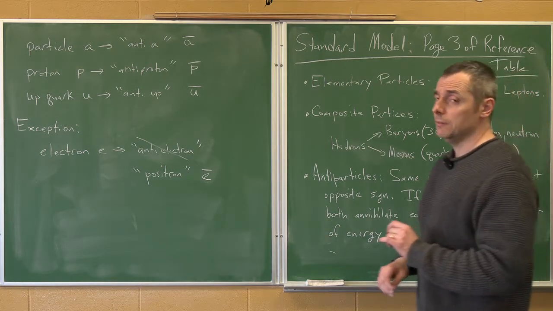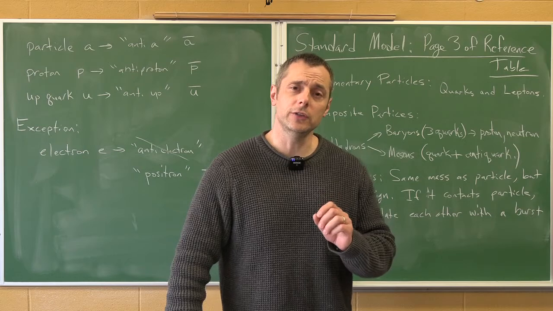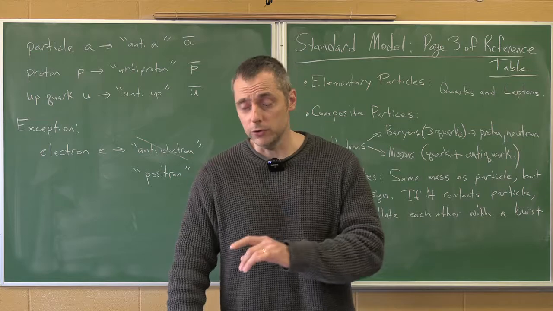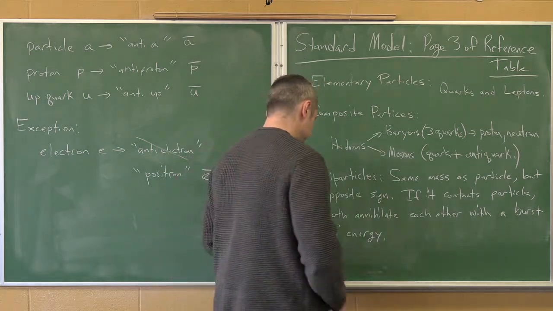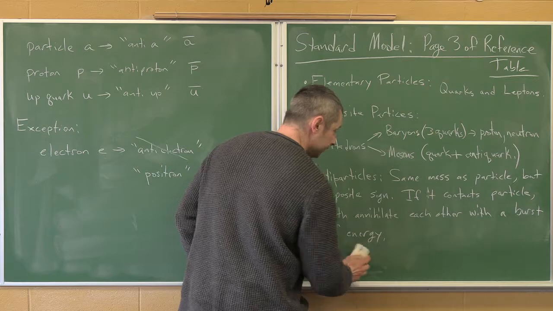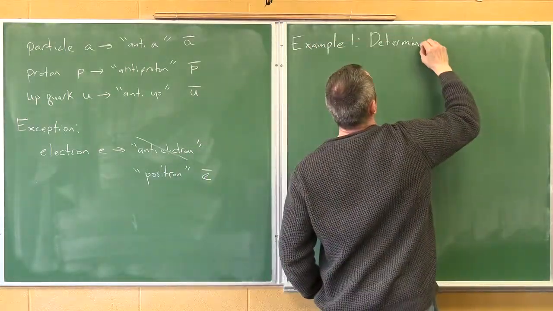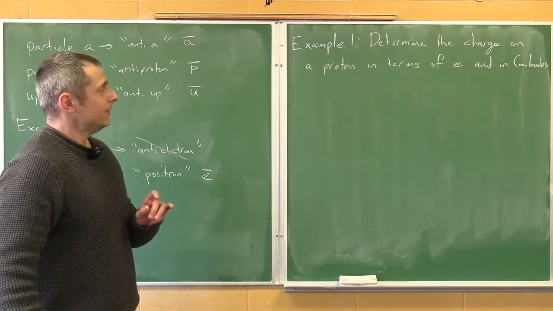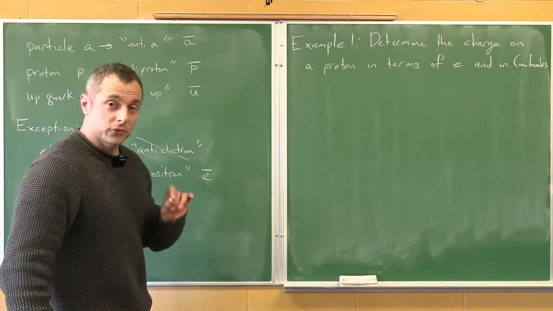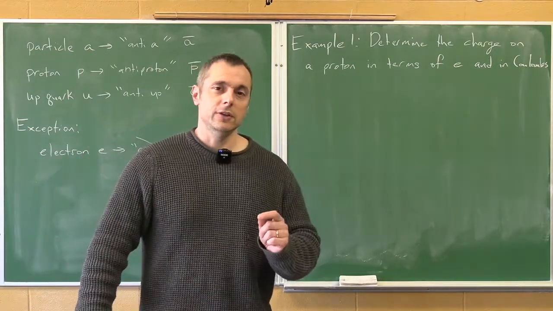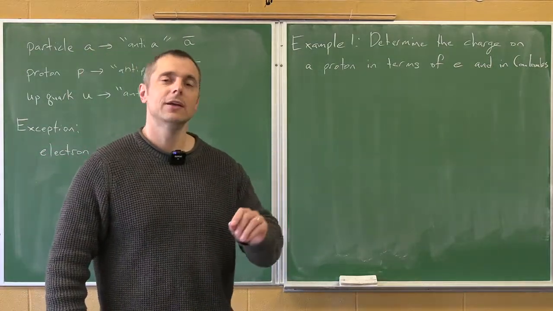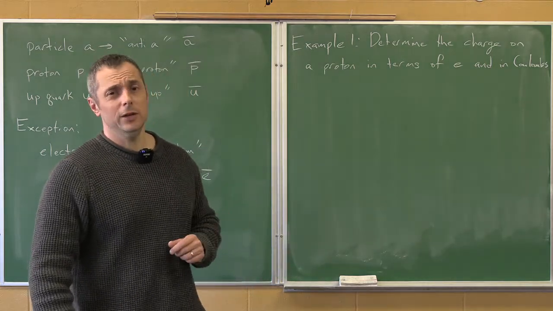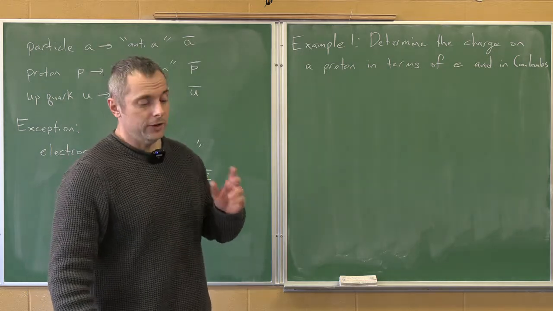All right, the next thing I'm going to do is a few examples to show you the kinds of calculations you might have to do with the standard model using the information on the reference table. But first I have to make some room. So there's the example. We want to determine the charge on a proton in terms of e and in coulombs. We already know the answer: it's positive 1e, which is plus 1.6 times 10 to the minus 19th. But suppose we didn't know that. We could figure that out.